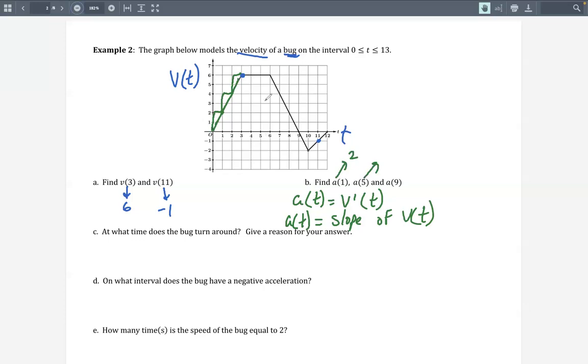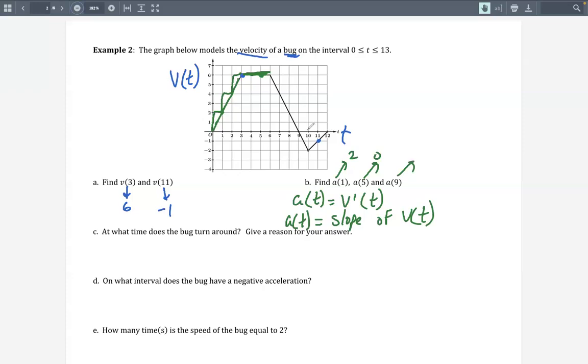A of 5, at 5, we're right here. The slope there is flat as a pancake, which is 0. So the acceleration is 0, meaning the bug is not speeding up or slowing down. It's moving at a constant velocity of 6 feet per minute, 6 feet per hour, something like that.